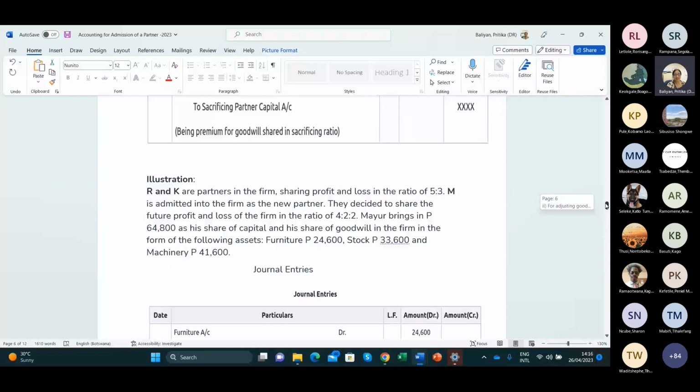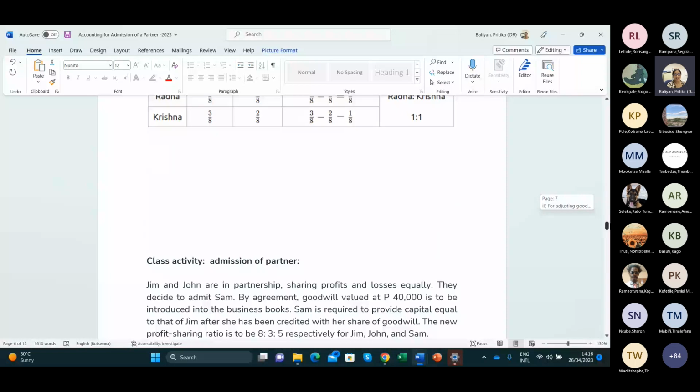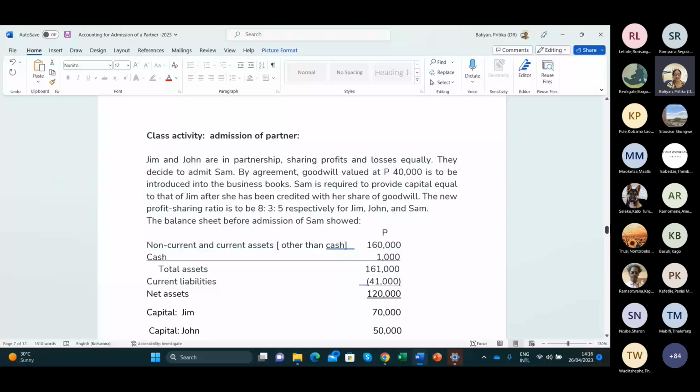Okay, now we are going to see some activities. Now you have seen certain scenarios in which the capital and the goodwill are brought into the business, but how it is assessed in the form of a question, you are going to see through these class activities.